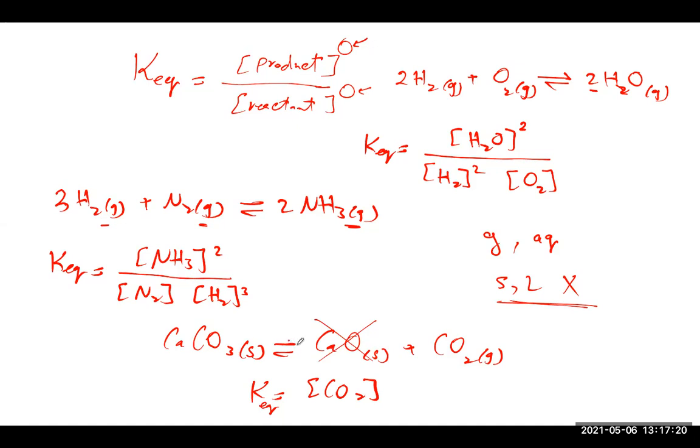If we check the reactant, we will find that the reactant is also solid, so we can't write it. So it means that for the equilibrium constant for this one, only the concentration of CO2 gas counts. So this is the first part. You need to know how to write the equilibrium constant.